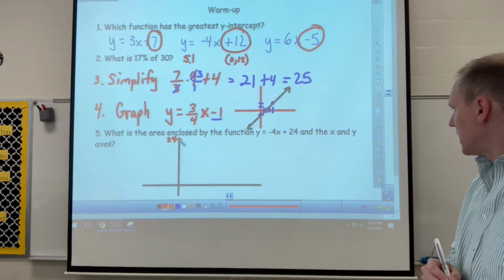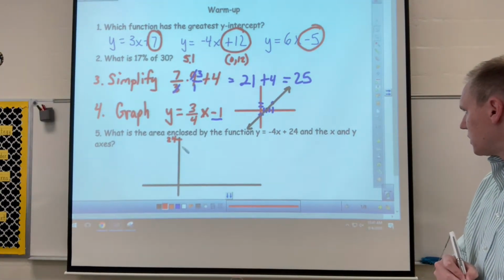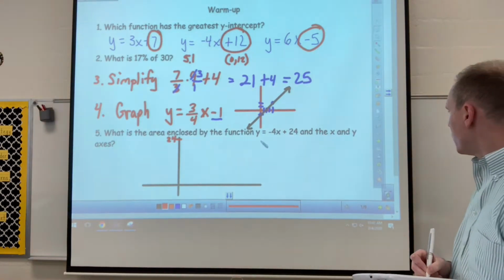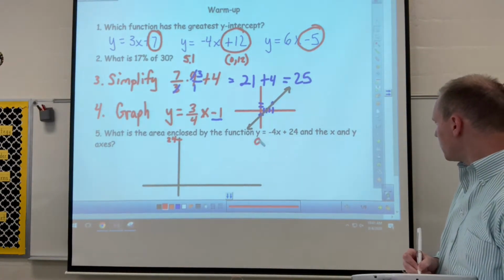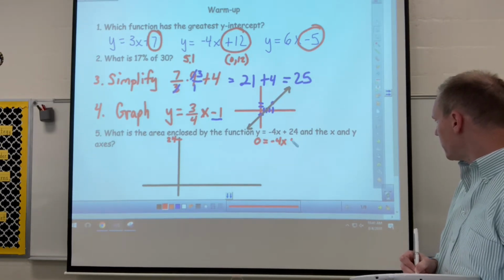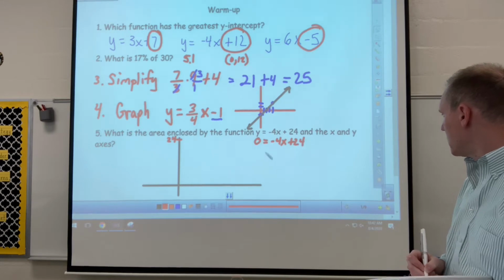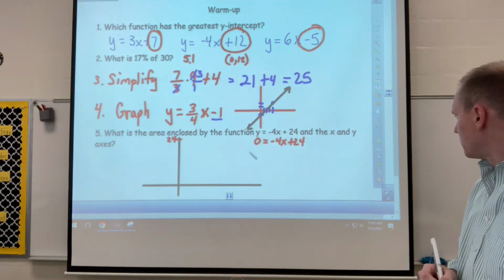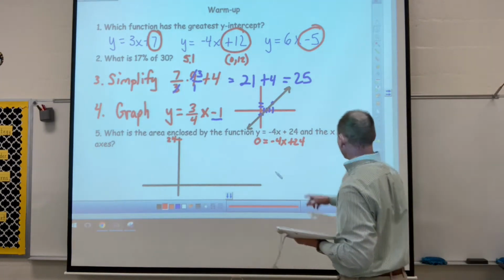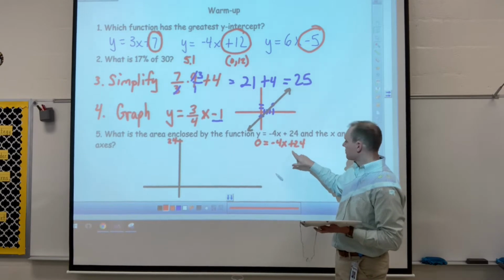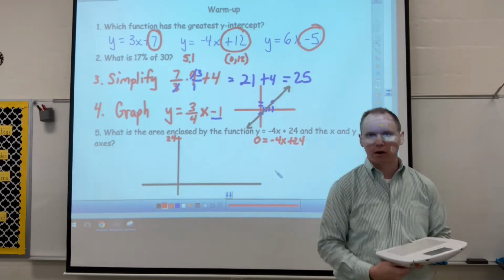We can either go down 4 over 1 every time, down 4 over 1, down 4 over 1, or we can just set y equals 0. When is y 0? What value of x makes y 0? So we can subtract 24, or we can just kind of think about it. We need this to be negative 24, right, to counteract with this 24. So a 6 would work there, right?